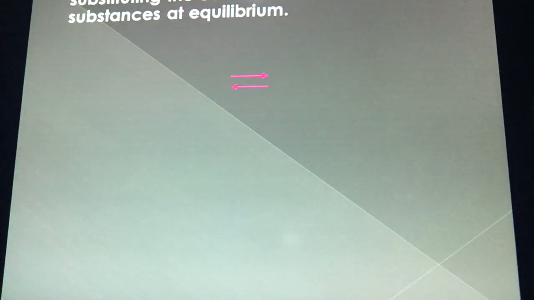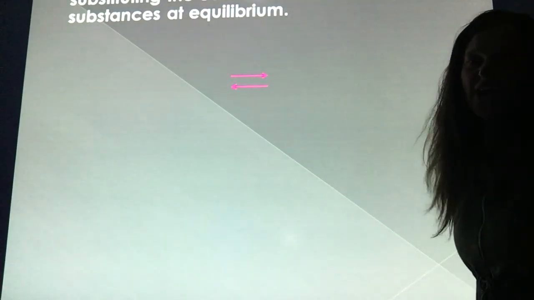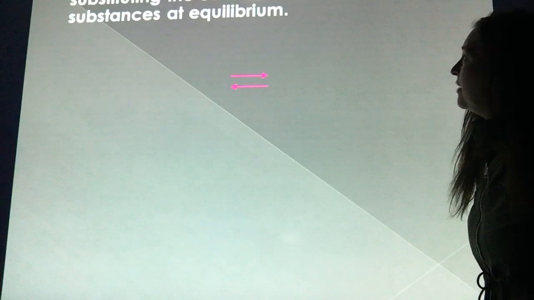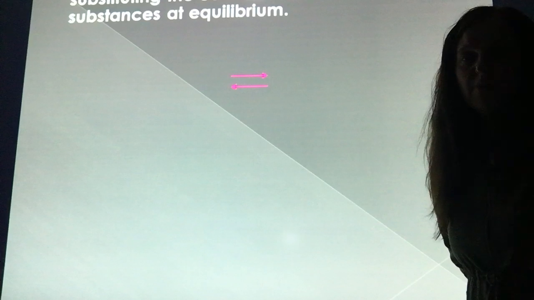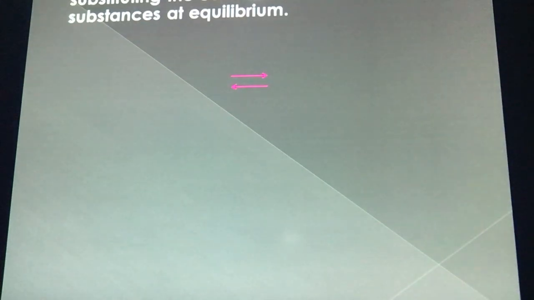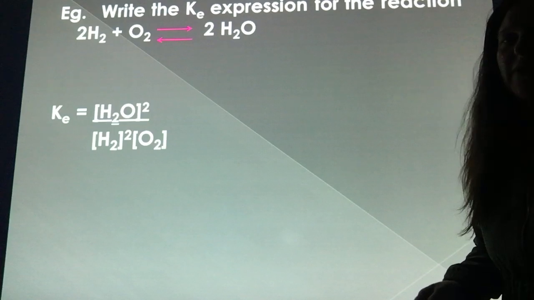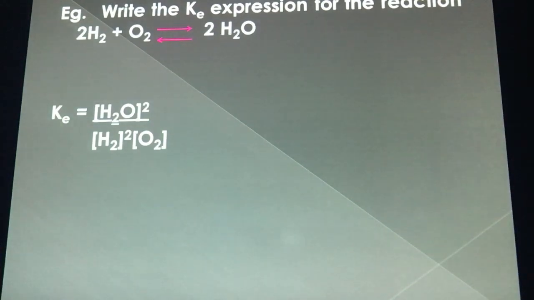But in your assignment, you're going to be calculating. So how do you actually calculate the K_e? This is the general formula, but we would like to know the actual value. What number is given to the K_e? The actual value of K_e can be determined by substituting the concentration of all the substances at equilibrium. To do this properly, you'd have to actually do the experiment, with several trials, collect the concentration of all of these, and then substitute and input them.